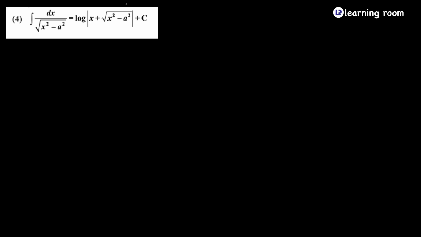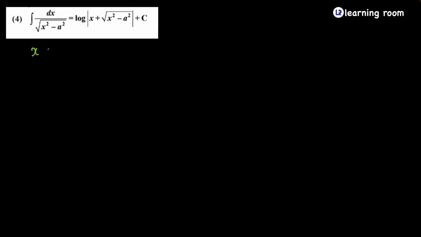When there is a square root, this is the formula. But I'll tell you how to remember. Don't worry. I hope you're able to observe the difference. Is it clear? Here, since I have x square minus a square, I cannot split it into partial fractions because I have a square root.